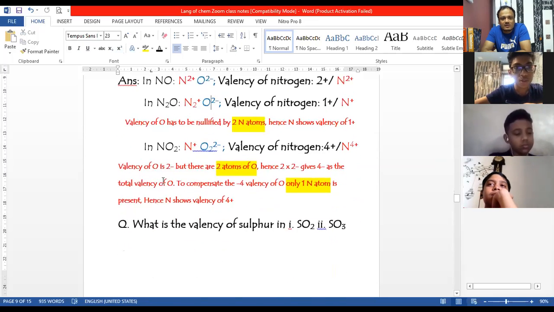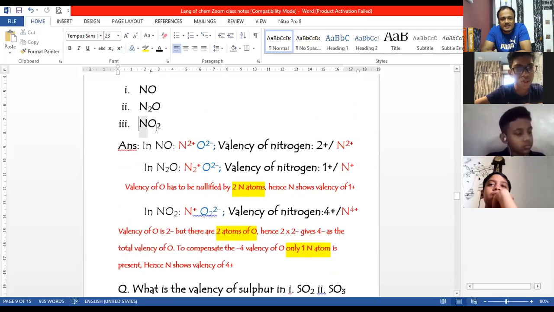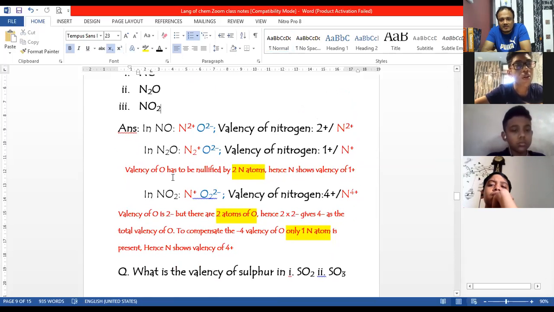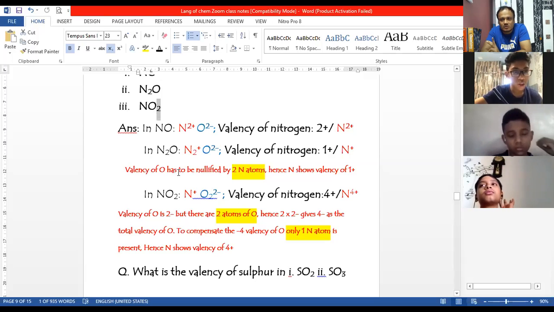Here the third one is NO2. Now in NO2 we have got two oxygen atoms. One oxygen atom has a valency of minus 2, so we have two oxygen atoms, minus 2 into 2, so total charge given by oxygen is minus 4 here. Is that clear? In this formula we have got two oxygen atoms because it is NO2. One oxygen atom minus 2, so two oxygen atoms minus 2 into 2, that is minus 4. So total charge contributed by oxygen is minus 4.